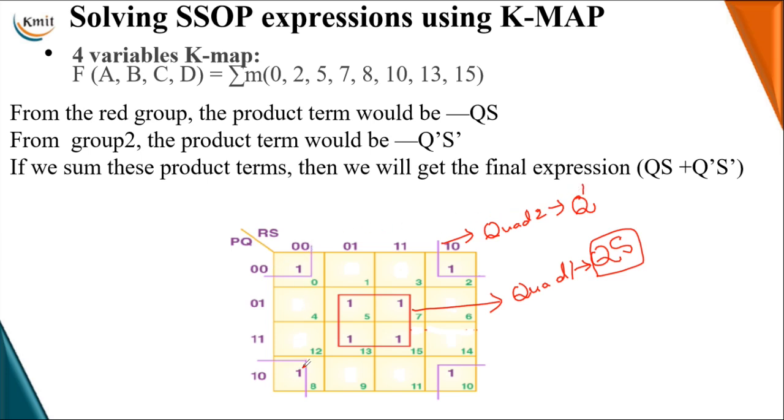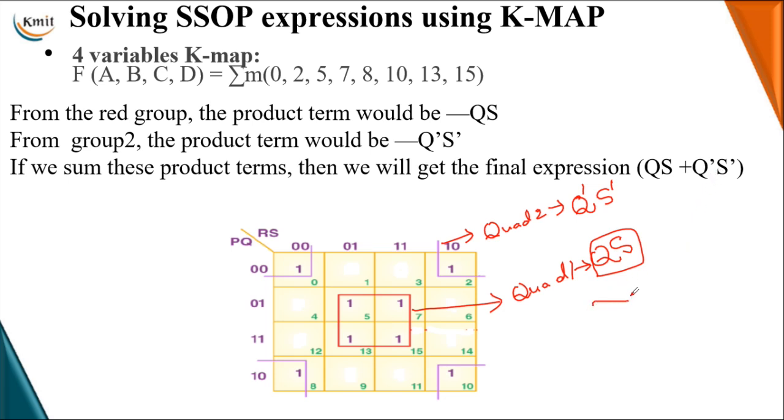Next, 0, 8 belongs to 0, 0 of RS and 2, 10 belongs to 1, 0 of RS. So now the common variable here is S. Where S value is assigned 0, hence in your product term S is one part, and it will have S value 0, hence S bar is represented in the product term. So now the minimal expression is nothing but these product terms of each group summed, so we add all these product terms. We get the final minimal expression, which is QS plus Q bar S bar.